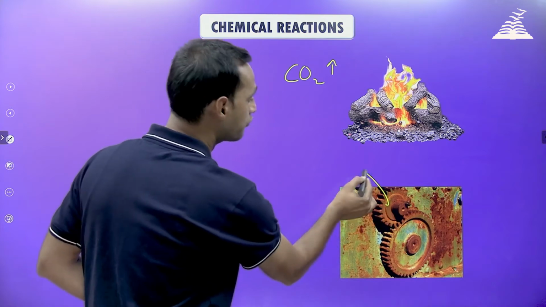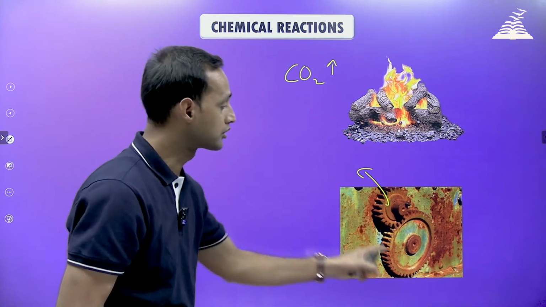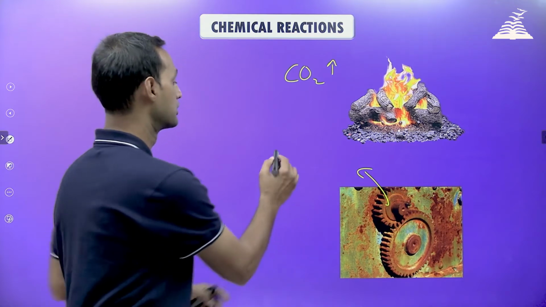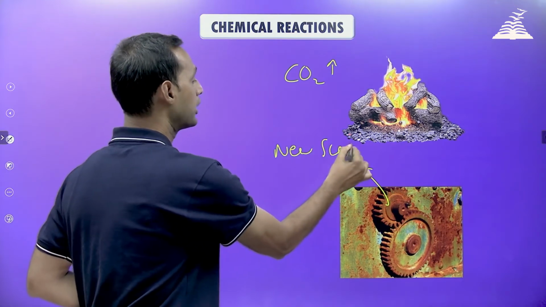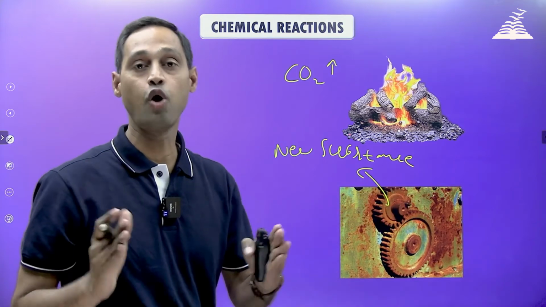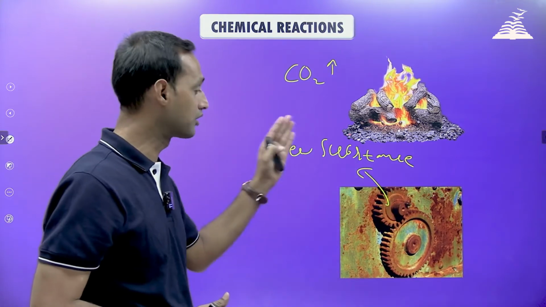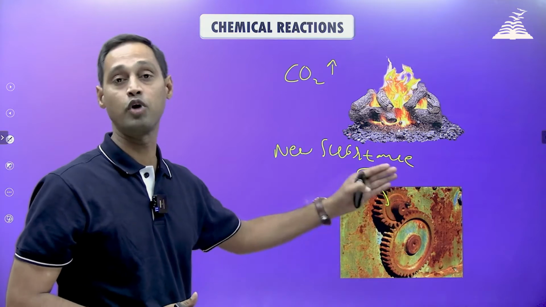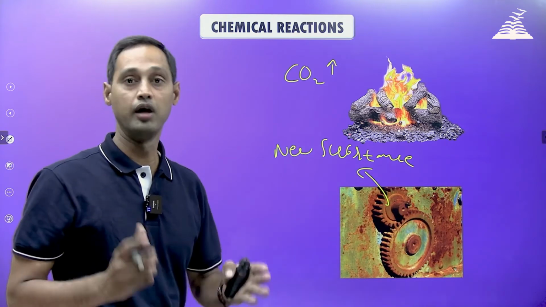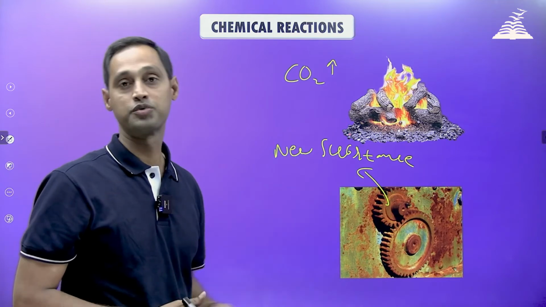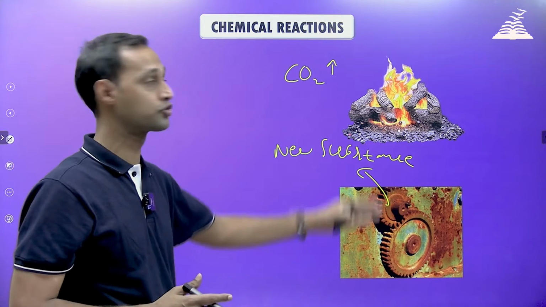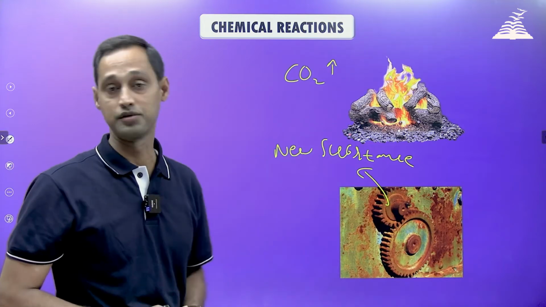new substance is formed. This brown colored substance formed on the surface of iron. This is a new substance. So what is this new substance? This is hydrated iron 3 oxide. So we started with iron. When it is left in atmospheric air, it reacts with oxygen and moisture in the air, and it will give a new substance called hydrated iron 3 oxide. So new substance is formed. So these are chemical reactions, right?